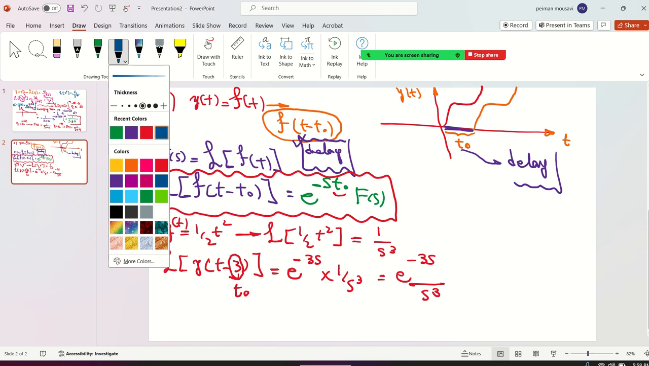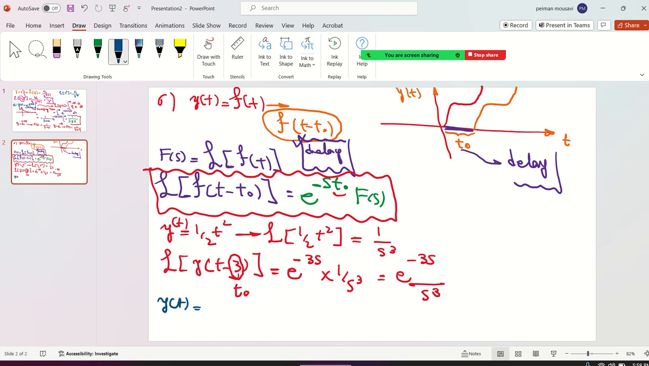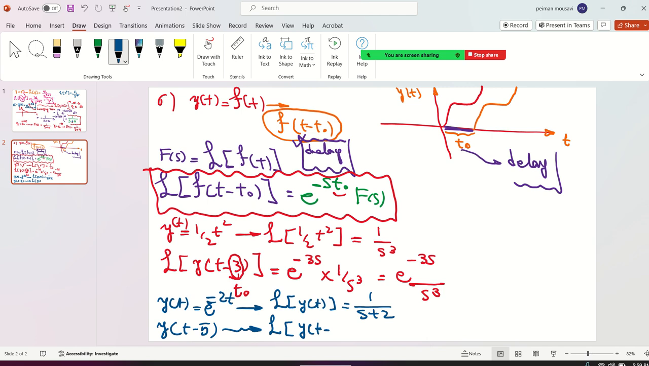Another example: if your y(t) is e^(-2t), what is the Laplace of y(t minus 5)? You now learned the Laplace of y(t) from what I taught you: here is minus, it goes to plus, 1 over s plus 2. So the Laplace of the delayed exponential is going to be e^(-5s) divided by s plus 2. Clear, everybody? Yes? You got it? Good.